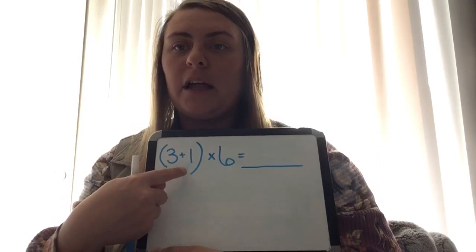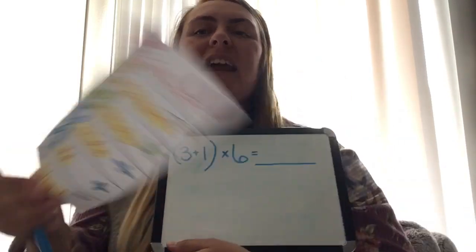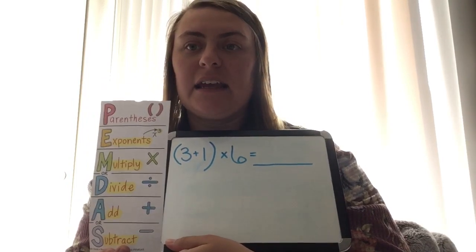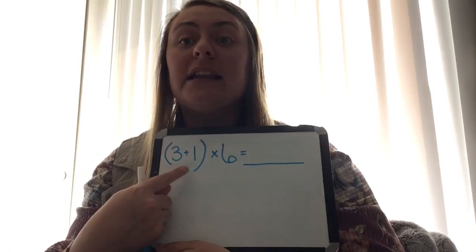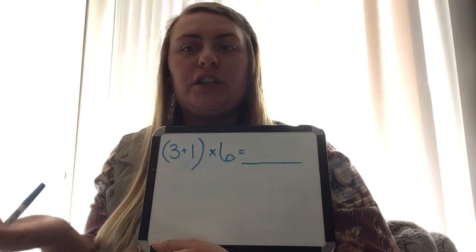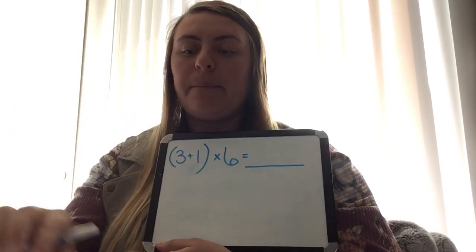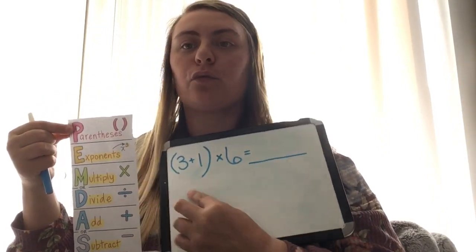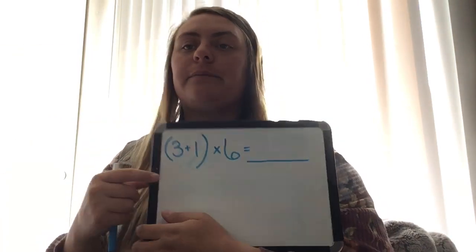We have 3 plus 1 in parentheses times 6. When I use my little cheat sheet here, I notice that I see two different things that this problem is asking me. This problem is asking me to add, and it is also asking me to multiply. But which one do I do first? That's where this tool comes in. The first step on our tool says parentheses. I see parentheses right here, those little brackets. So that means I'm going to do this problem first.